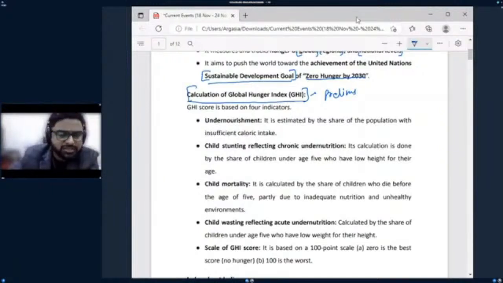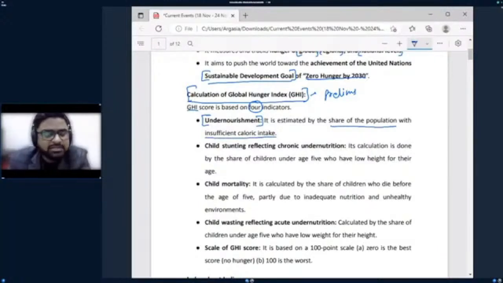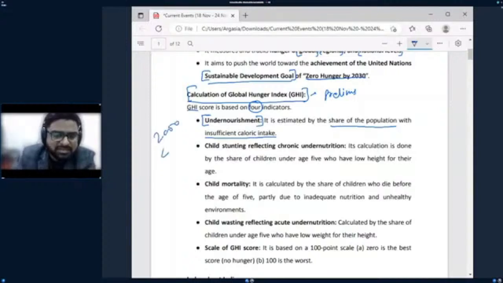the definitions here. First definition: the Global Hunger Index is based on 4 indicators. Number 1 is undernourishment. What is undernourishment? Undernourishment means the share of the population with insufficient calorie intake. We understand everyone from calories, how much calorie you take. So if your body requires, for example, 2000 calories, and you are taking less than this, then you are undernourished. You are taking fewer calories than required.